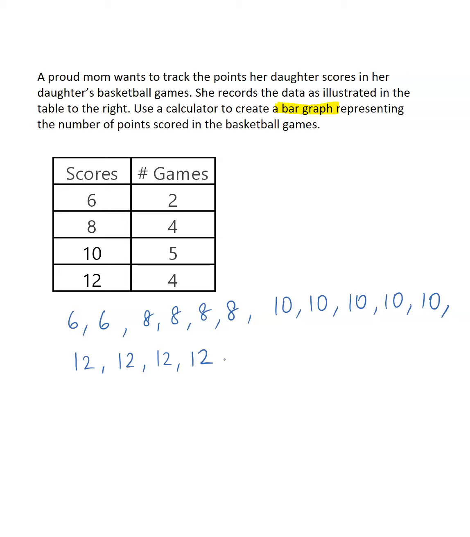Okay, so go to stat, make sure you clear the list, and once you clear the list, go to stat and hit the edit button, and then go to L1, and in L1 you're going to enter 6, then go down, enter another 6, then enter 8, 8, 8, 8, 10, 10, 10, 10, 10, 5 of those, and 12, 12, 12, 12. Okay, and at the end of it, you want to make sure that you have entered 15 values.